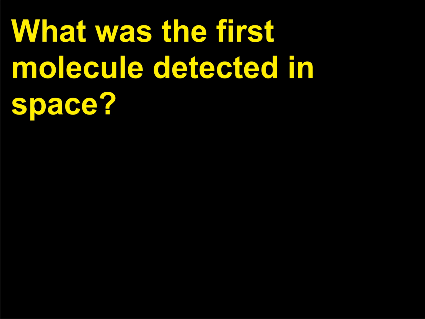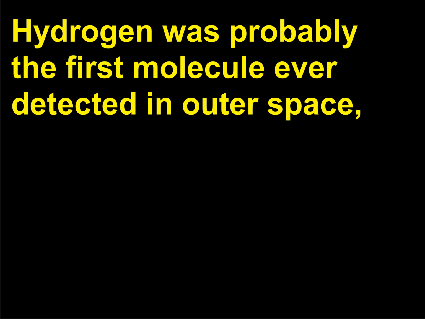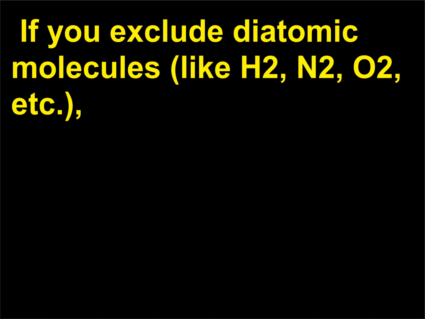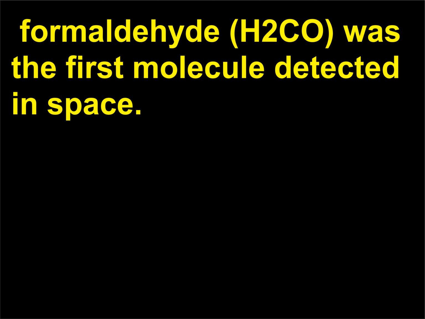What was the first molecule detected in space? Hydrogen was probably the first molecule ever detected in outer space. But you're probably thinking of something larger than that. If you exclude diatomic molecules, like H2, N2, O2, etc., formaldehyde, H2CO, was the first molecule detected in space.